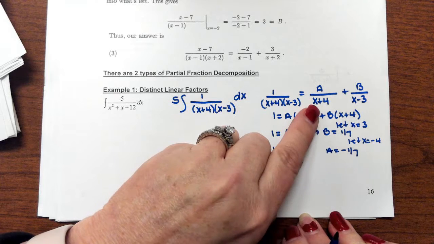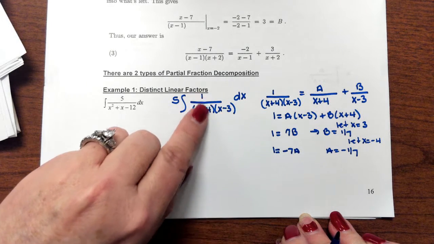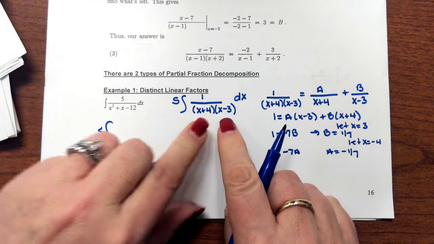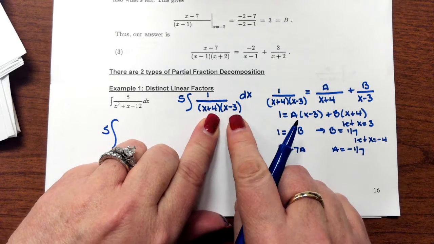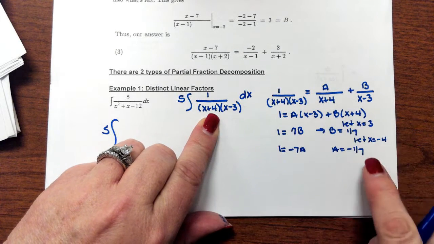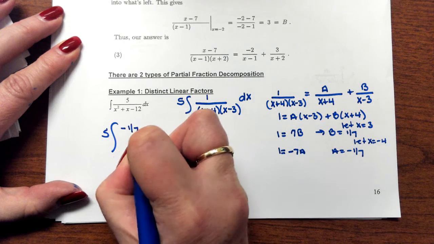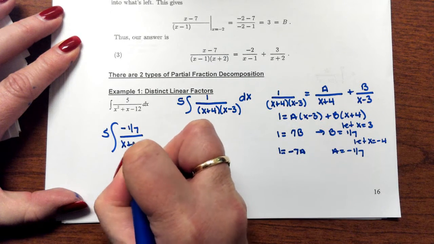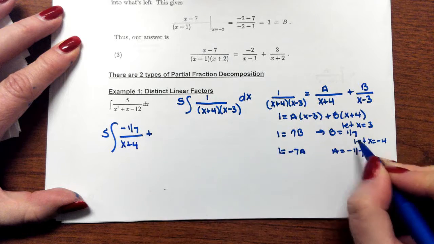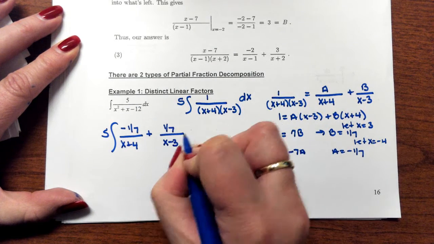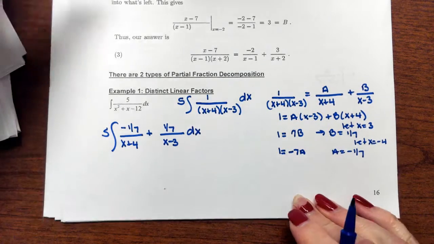So now I know what these numerators look like. So now, instead of having this one larger fraction in my integral, I can now rewrite this as the sum of two fractions. So again, remember I found a to be equal to negative 1/7, so I'll plug that in for a. So negative 1/7 over x plus 4, plus plug in 1/7 for b, so 1/7 over x minus 3 dx.